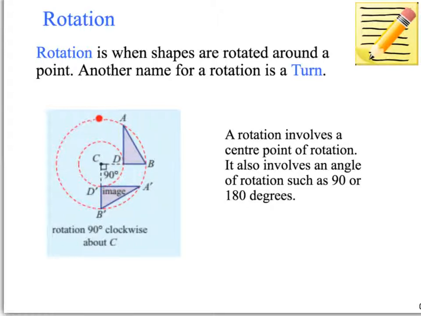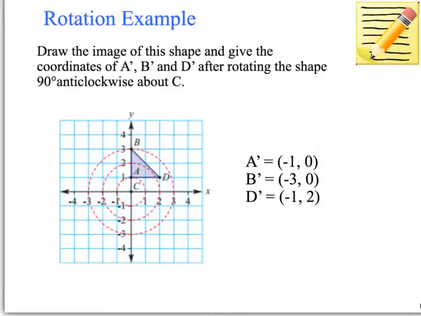Now this is really important to help you to use a compass and draw circles from each point here, so that you can follow the rotation line around 90, 180 degrees, whatever you need to turn it. It's just easier to rotate it if you draw those lines in. Now let's look at a couple of examples for rotation.